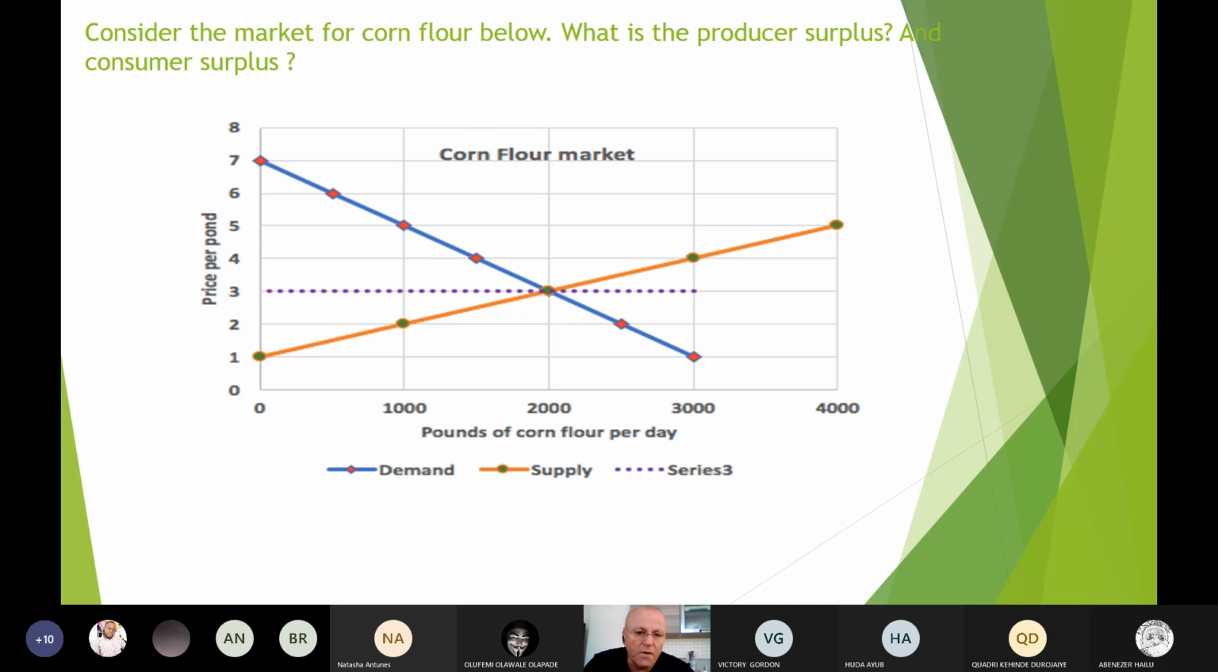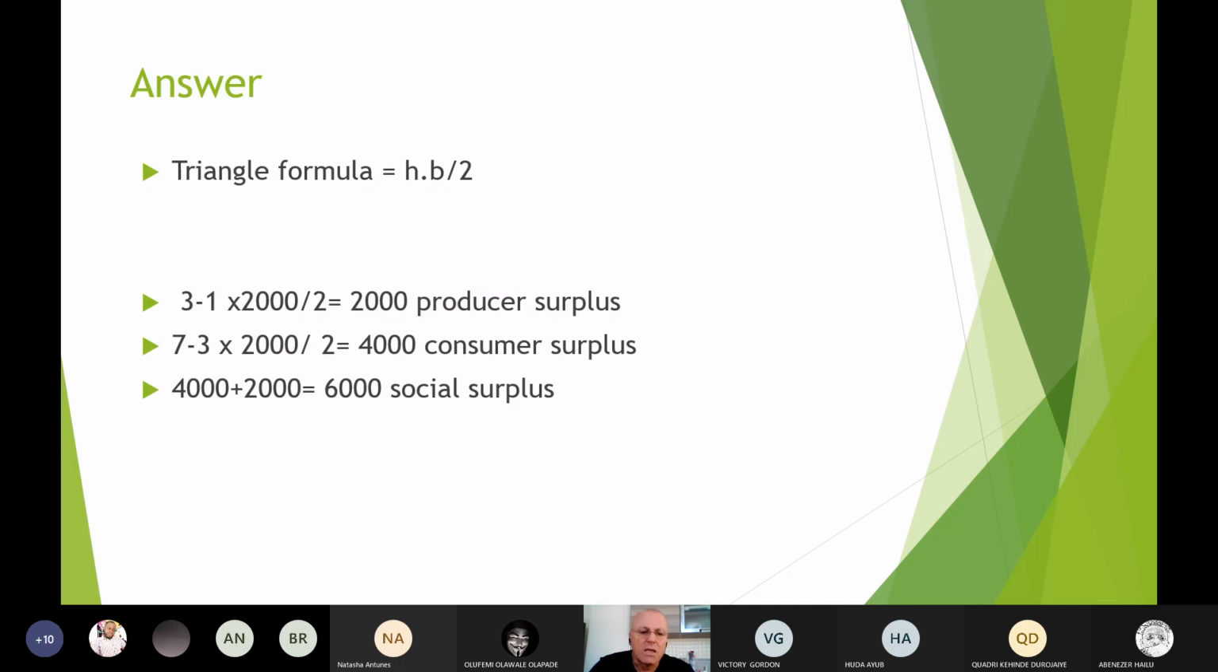And as you see here, we have another graphic for corn flour. What is the producer surplus it is asking here? As you see here, we have again the intersection price or the equilibrium price is 3. The intersection price for the supplier is 1, and the total amount for the produce is 2,000. Then again here, 3 minus 1 is 2 multiplied by 2,000. Then you will have the producer surplus. When you divide it by 2, it is going to be 2,000 for the producer surplus.